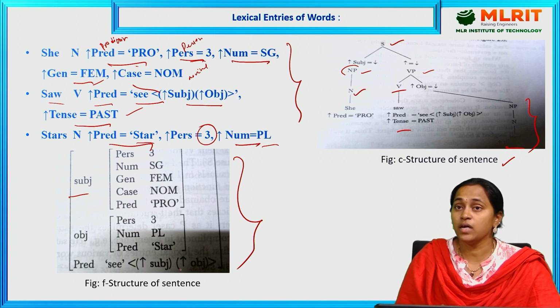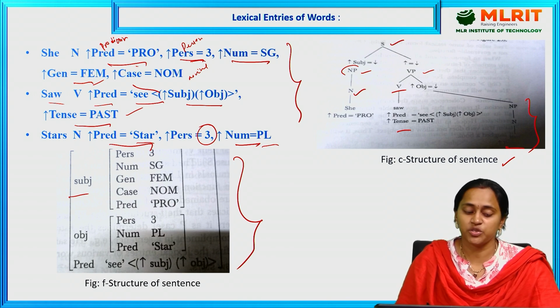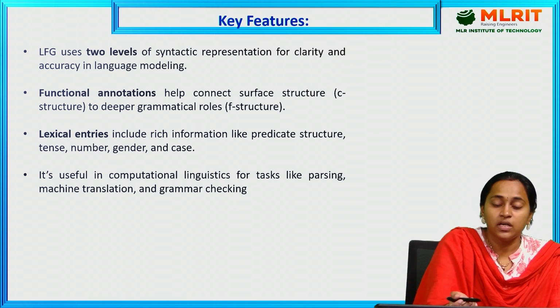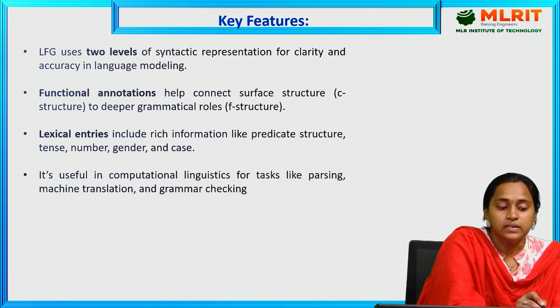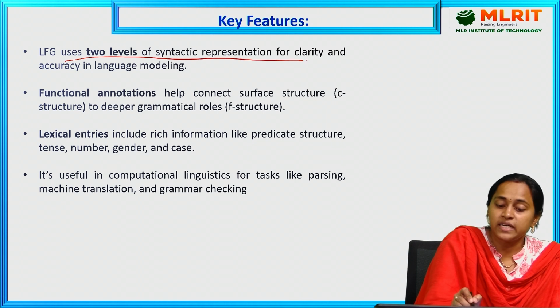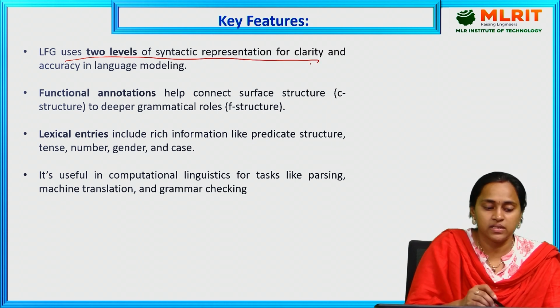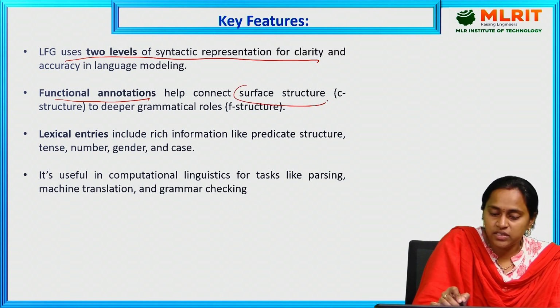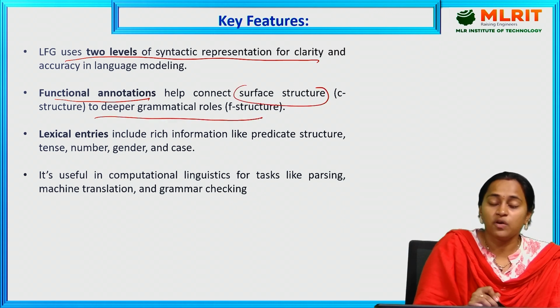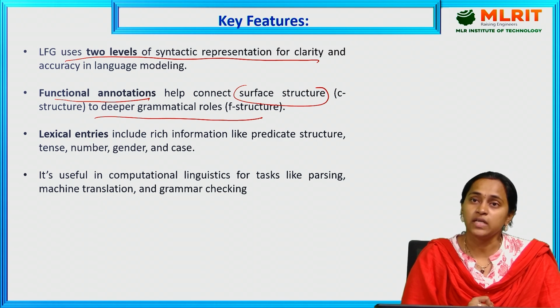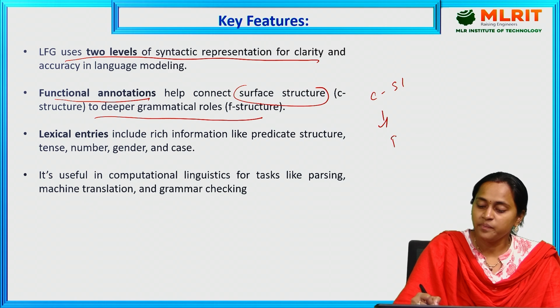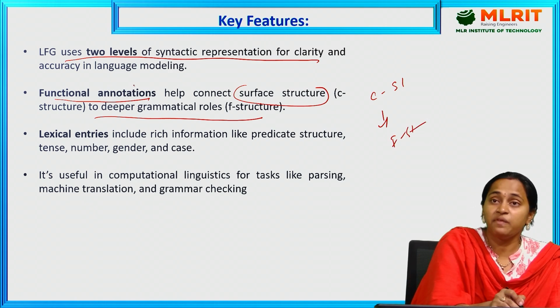The predicate is the mother node. This is the F structure of the sentence. Here we see some features of lexical functional grammar, right? It uses two levels of syntactic representation, F structure and C structure. It contains the function annotations that help to connect the surface structures to the deeper grammatical rules of the F structure. There is a link between the C structure and the F structure by using the functional annotations.